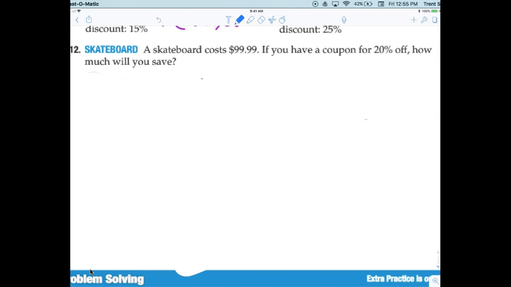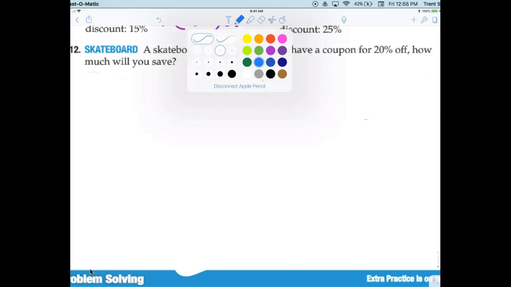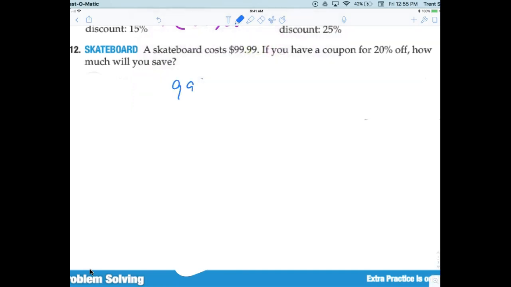Wait a minute. So again, guys, everybody on your calculator: 99.99 times 0.20. Now we're not doing 0.8 because they're not asking you what the cost is. They're asking you what you save. So what is 99.99 times 0.20, Hanson? 19.998, which rounds to $20. So you were going to save $20.